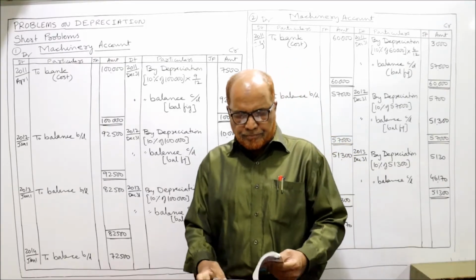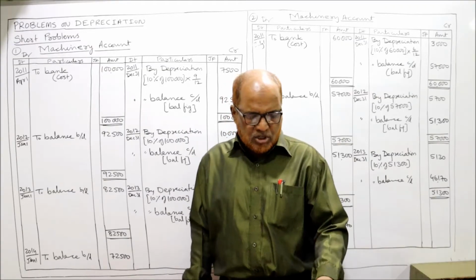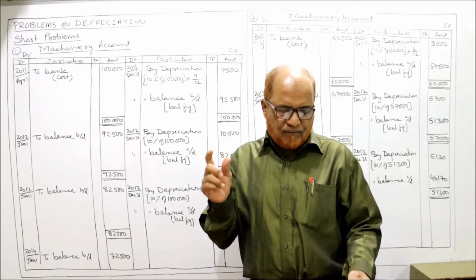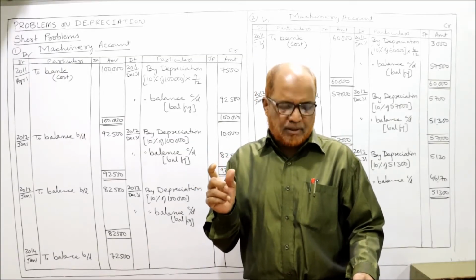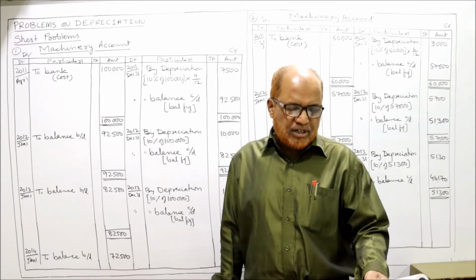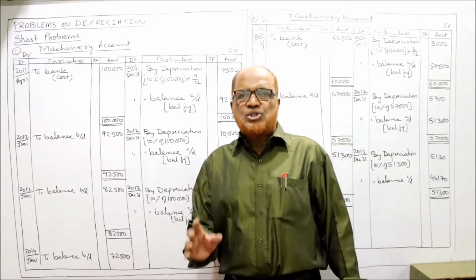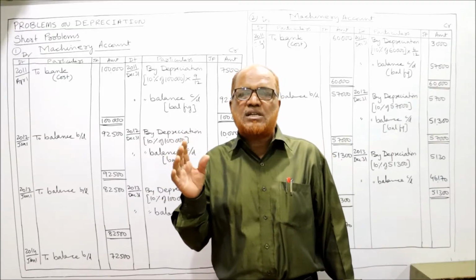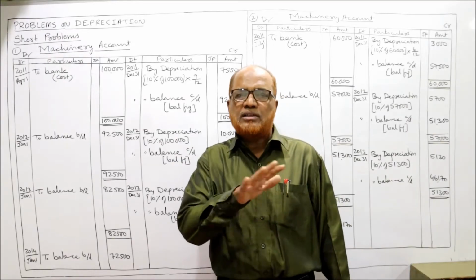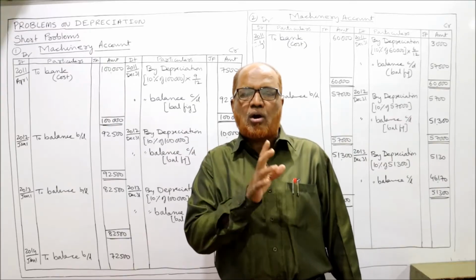The first short problem: a firm purchased plant and machinery on 1st April 2011. Remember the date, 1st April 2011. A firm purchased plant and machinery for rupees 1 lakh. Depreciation is written off at the rate of 10% per annum on straight line method. Straight line method is also called fixed installment method or original cost method. All the three mean the same.